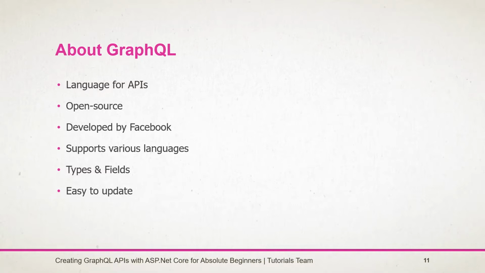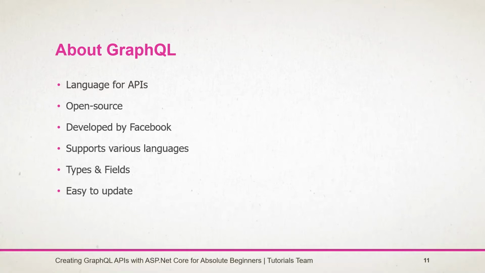GraphQL was developed internally by Facebook in 2012 before being publicly released in 2015. It is used in many server-side languages like Java, Node, Ruby, Python, PHP, Go, and obviously dotnet too. And an API created using GraphQL can easily be accessed by almost any language, like JavaScript, Android, Swift, Python, PHP, Java, and dotnet.